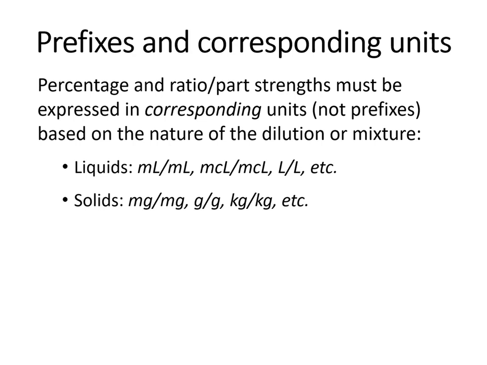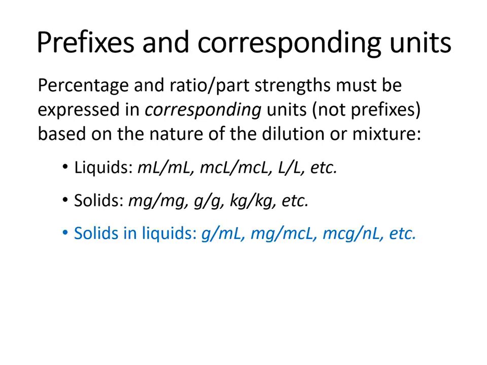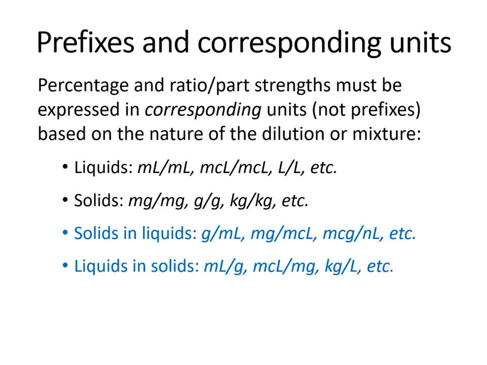However, when we have mixtures of solids and liquids, corresponding units will not have corresponding prefixes. So, for example, a solid in a liquid might be expressed as grams per milliliter, milligrams per microliter, micrograms per nanoliter, and so on. Similarly, a liquid in a solid might be expressed in terms of milliliters per gram, microliters per milligram, liters per kilogram, and so on.